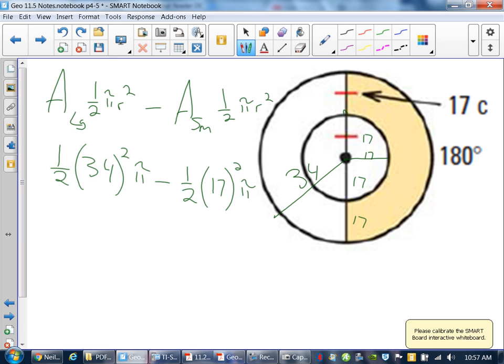And then you start to calculate. I don't know what 34 squared is. I know it ends in a 6, because 4 times 4 is 16. And I just take half of it. So what do you get?